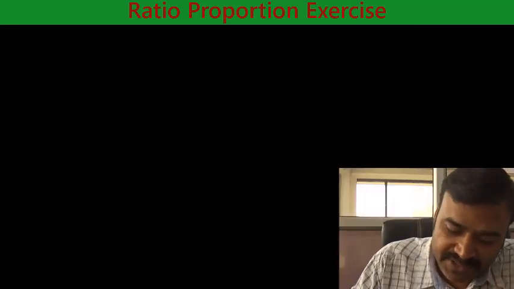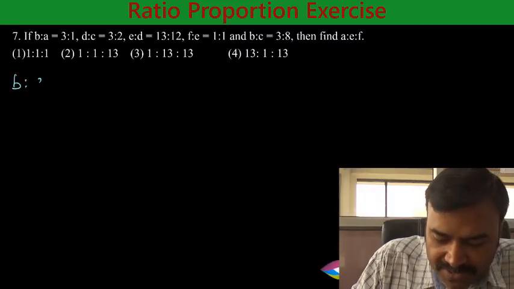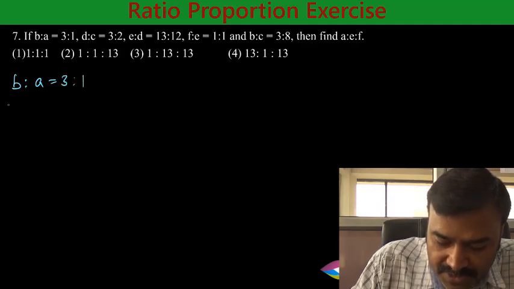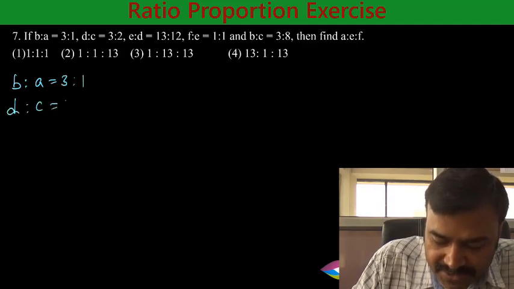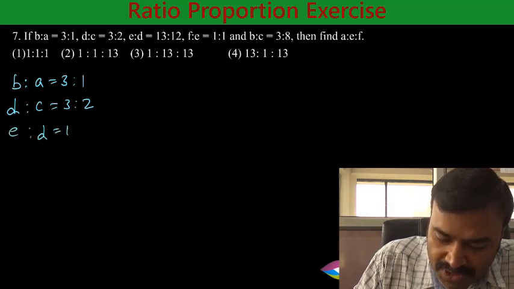The next question says B is to A is 3 is to 1, D is to C is 3 is to 2, and E is to D is equal to 13 is to 12.